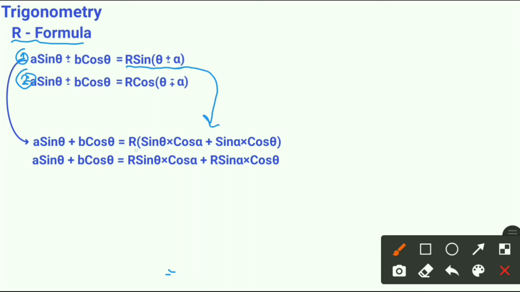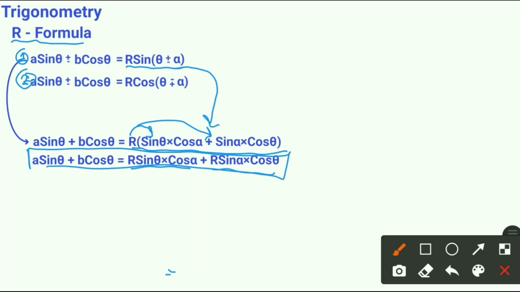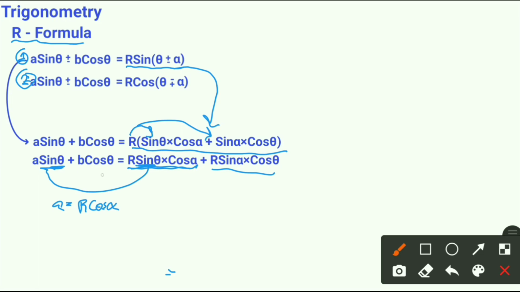If you expand this one, then it will become like this, and R is multiplied to this and to this: R sine cos, R sine cos. Then you make a comparison between sine theta and sine theta. So a is equal to R cos alpha, and then comparing these two, b is equal to R sine alpha. Okay, base angle. So we got these two.